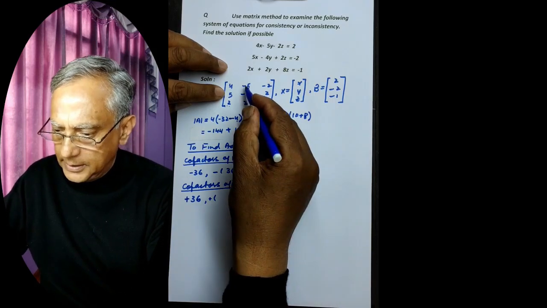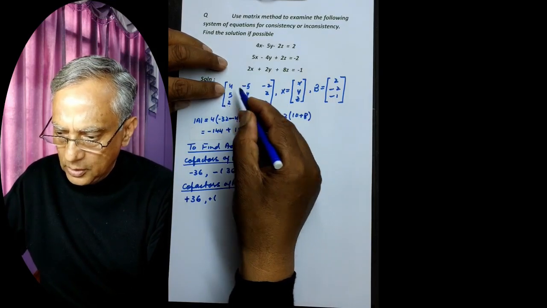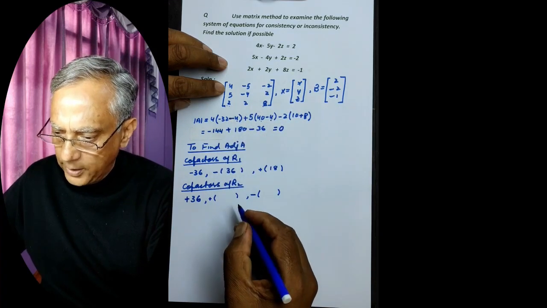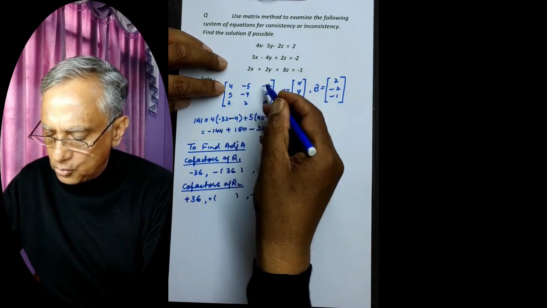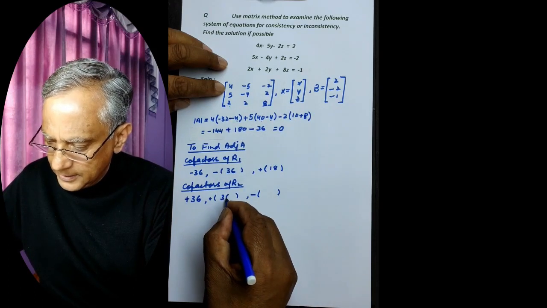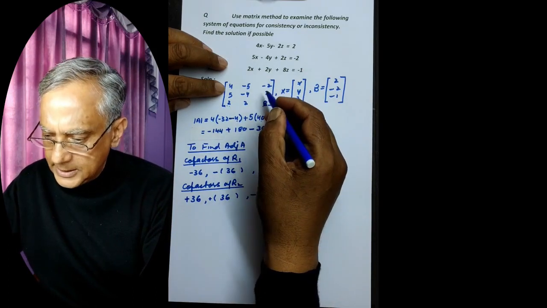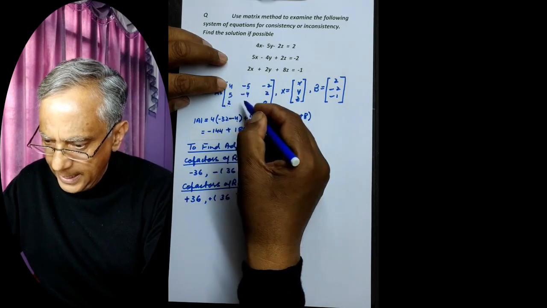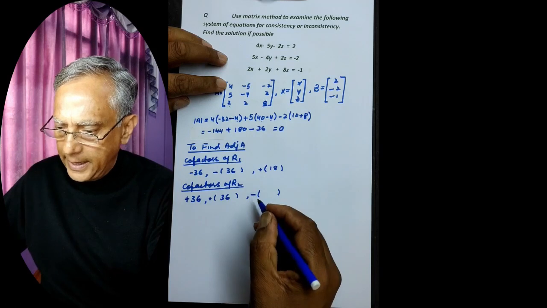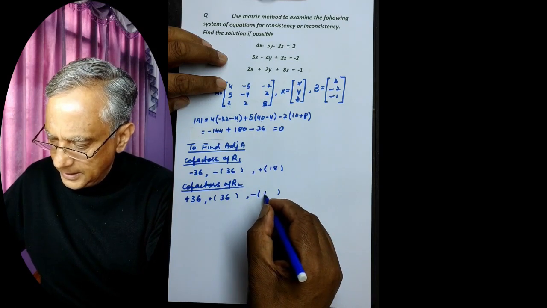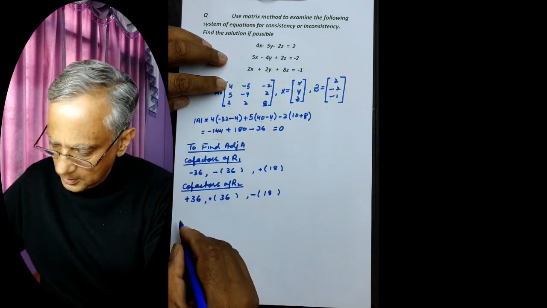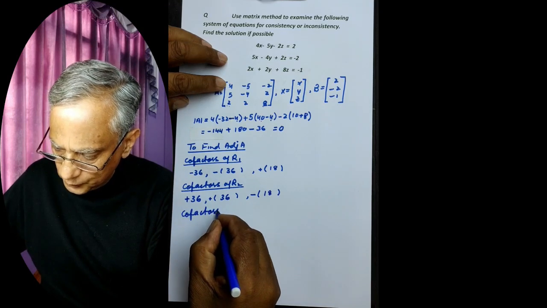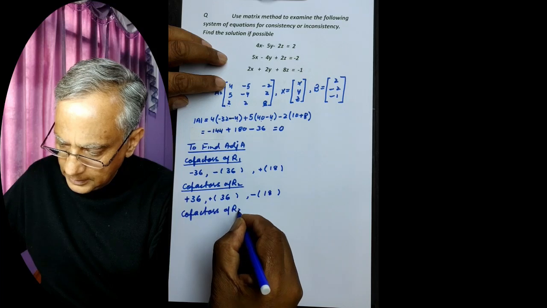So next, this is gone, this is gone. 32 plus 4 is 36. Next is this. This is gone, this is gone. 8 plus 10. 8 plus 10 is 18. Now we find cofactors of R3.